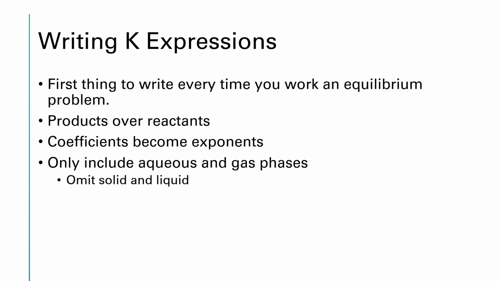All right, let's bring together those last several slides. When we are writing our equilibrium constant expressions, make sure you write it right at the beginning every time you're working an equilibrium problem. We're going to put products over reactants. We're going to use the coefficients as exponents, and we're going to include anything that's aqueous or gaseous, and we're going to omit all solids and pure liquids.